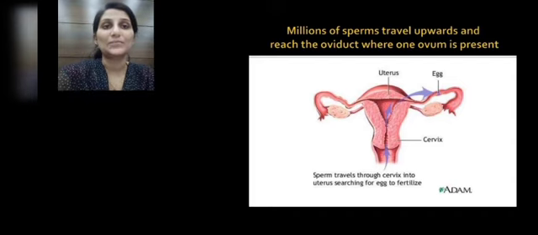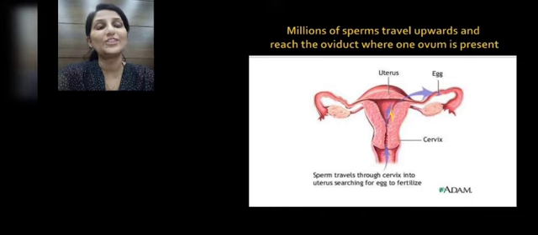Millions of sperms travel upward through the vagina. They travel up through the cervix, through the uterus, and reach the oviduct of the fallopian tube. As I told you, it is the oviduct or the fallopian tube where fertilization takes place. So the site of fertilization is the oviduct, and this process is called fertilization.